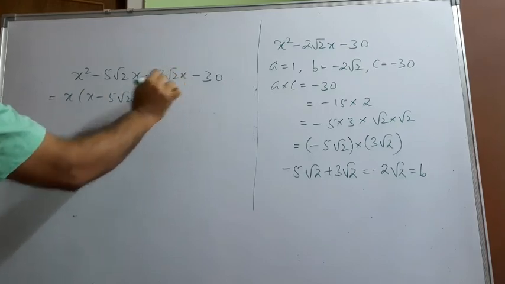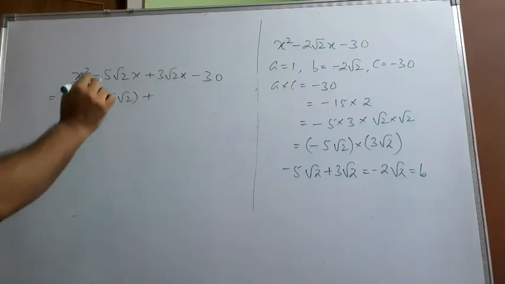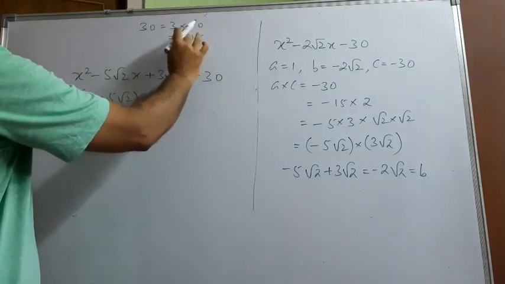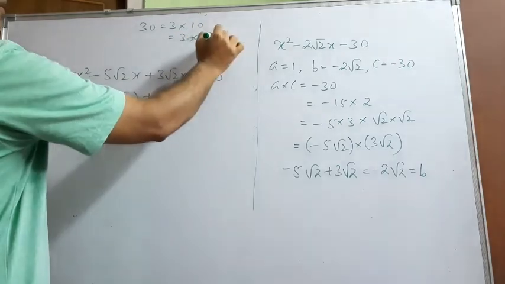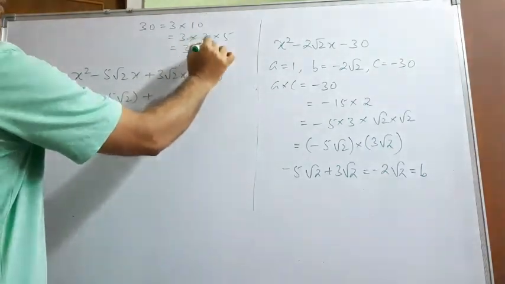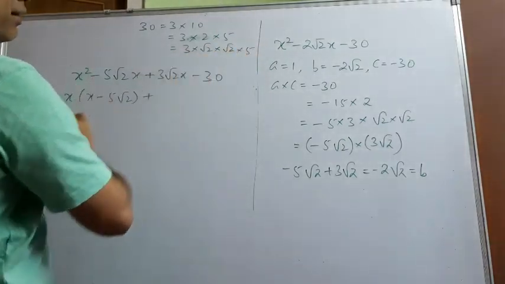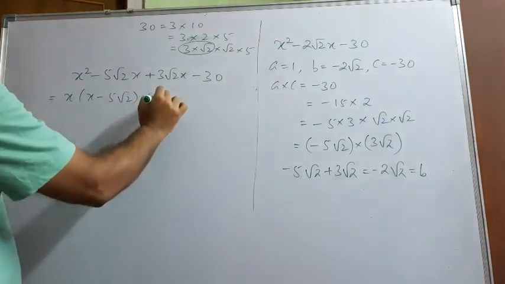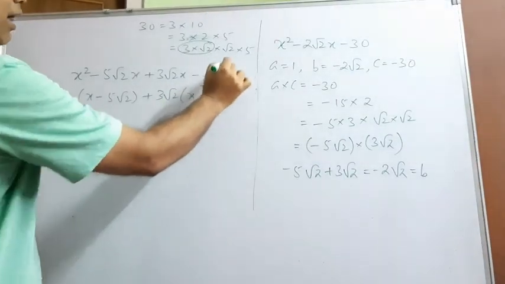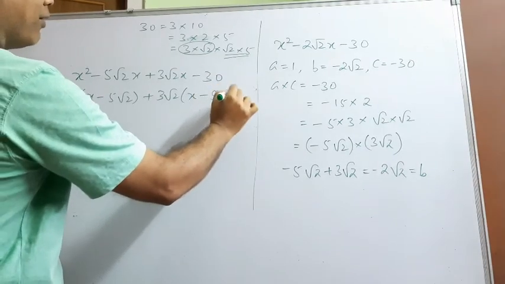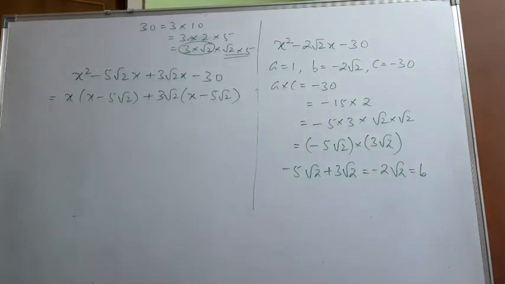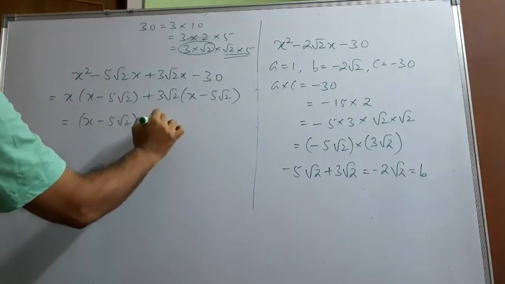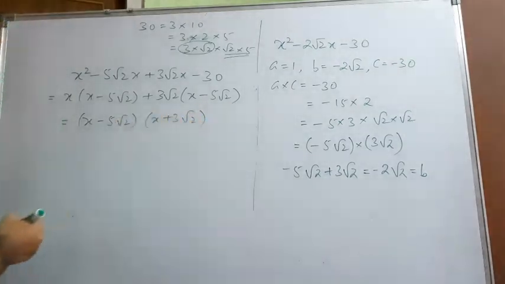Here what is common in 3 root 2 and 30? See, 30 is 3 into 10. 10 is 2 into 5. This 2 is root 2 into root 2, like that. So this part 3 root 2 is common with this. So if I take 3 root 2 common, here I have x, here I have the other part, that is root 2 and 5, 5 root 2, same. Okay, so I take common, then I will get the factors.